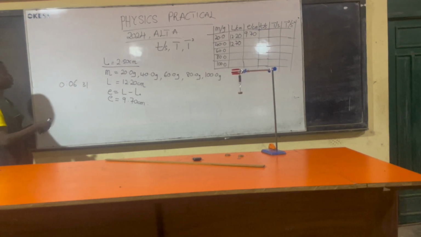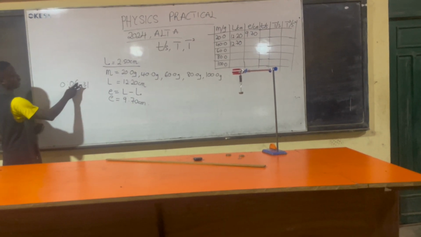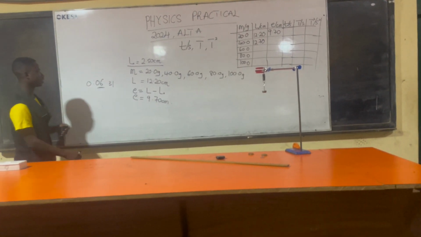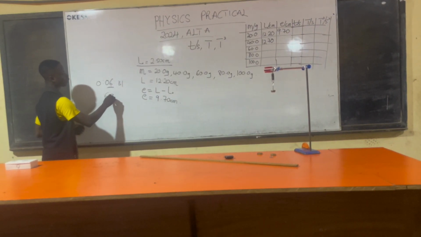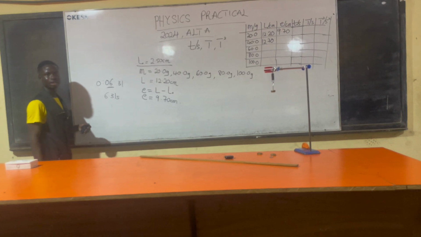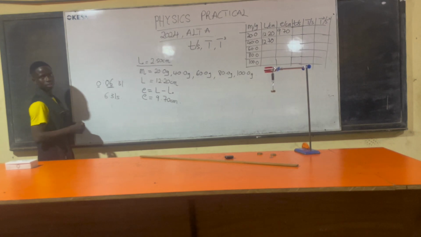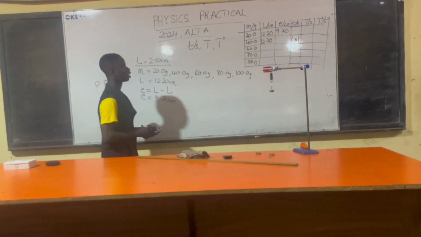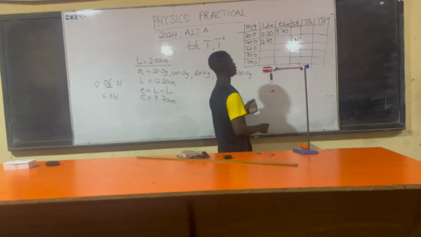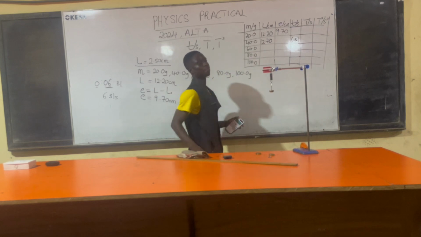You need not record it in this format, but instead you record it in 6.31 seconds. So there is seconds, there is milliseconds, there is minutes, and there is hours. That's how the stopwatch is. So we have 6.31 seconds for the time for 40 grams.